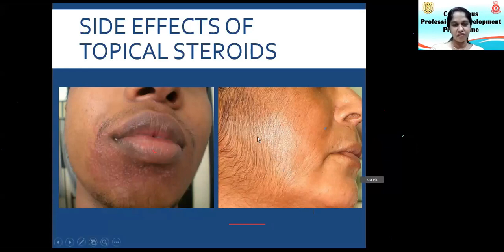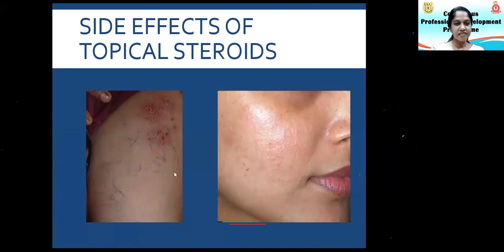And then you see this hypertrichosis, that is increased vellus hair, as a side effect of steroids. Then steroids can cause skin atrophy, skin thinning, and you can see these telangiectatic vessels, and also diffuse erythema of the face. So these are all indications of topical steroids.